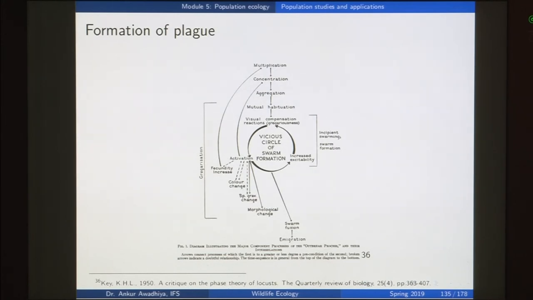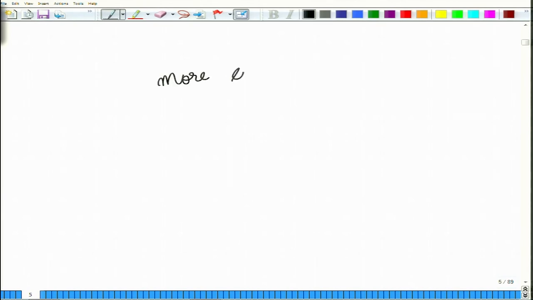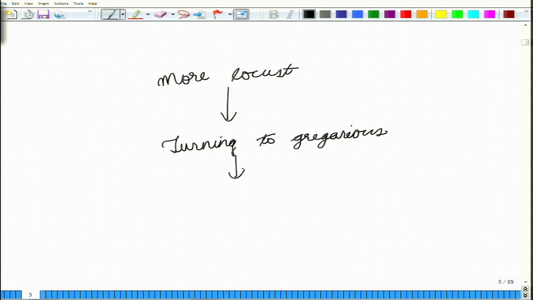So, if you have more locust, more locust will lead to turning to gregarious phase. Now, if you have a group of locusts that have turned into gregarious phase, then they will have more fecundity because they lay eggs very quickly, and these eggs will also have a high amount of nutrients.